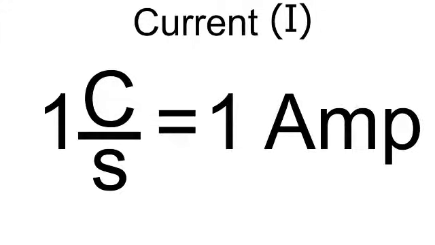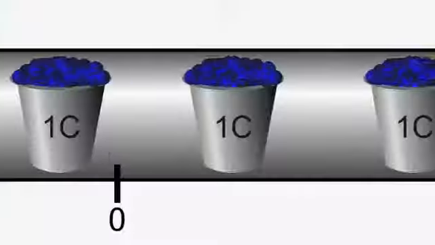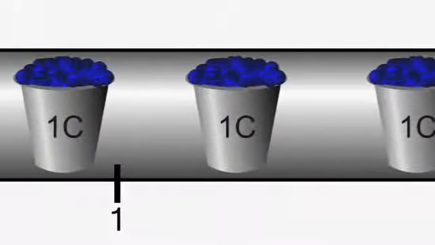But you must never forget that what an amp means is it means a coulomb passing a point in a second. So if there's a current of 5 amps flowing, that means 5 coulombs are passing a point in 1 second. Current is the easy part of electricity because I think it's not too difficult to think of the number of coulombs that are passing a point in a second. Voltage is a little bit trickier.